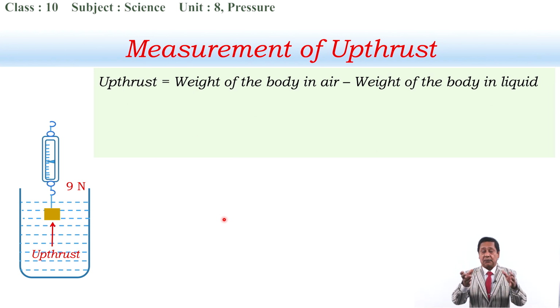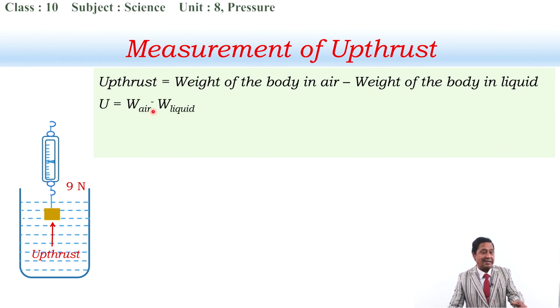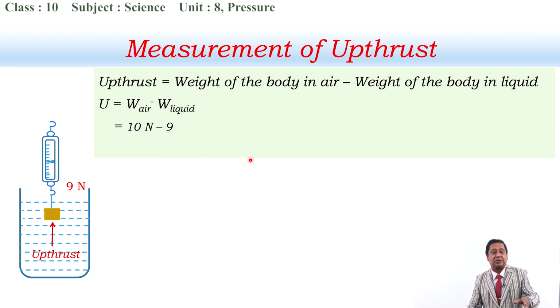If we have to find the upthrust acting on a body, then just take its weight in air and again take its weight in water. Difference of weight is upthrust. That's why if you have to find upthrust acting on a body, then first its weight should be taken in air, and secondly its weight should be taken in liquid. The difference of weight gives us upthrust. And symbolically we can say that U is equal to weight in air minus weight in liquid. And in this particular case, weight in air is 10 Newton, weight in water is 9 Newton. That's why upthrust can be calculated easily as 1 Newton.